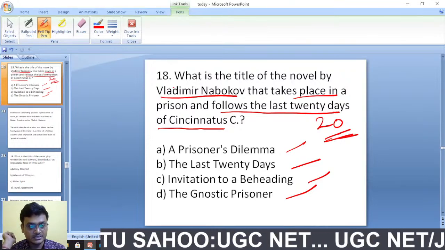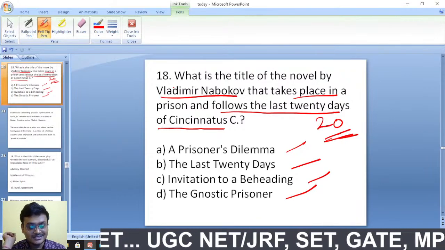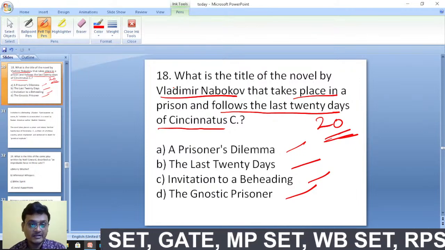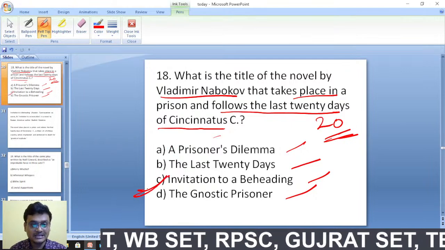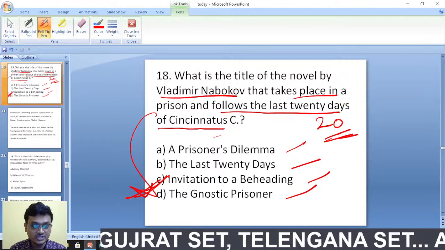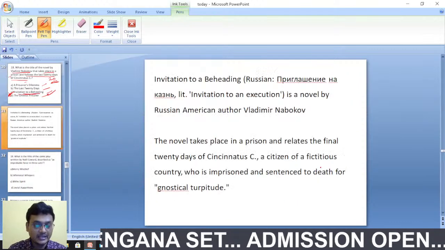Here the right answer is Invitation to a Beheading. This is the novel by Vladimir Nabokov that takes place in a prison and follows the last 20 days of Cincinnatus C. So C is the right answer. And here is the explanation.